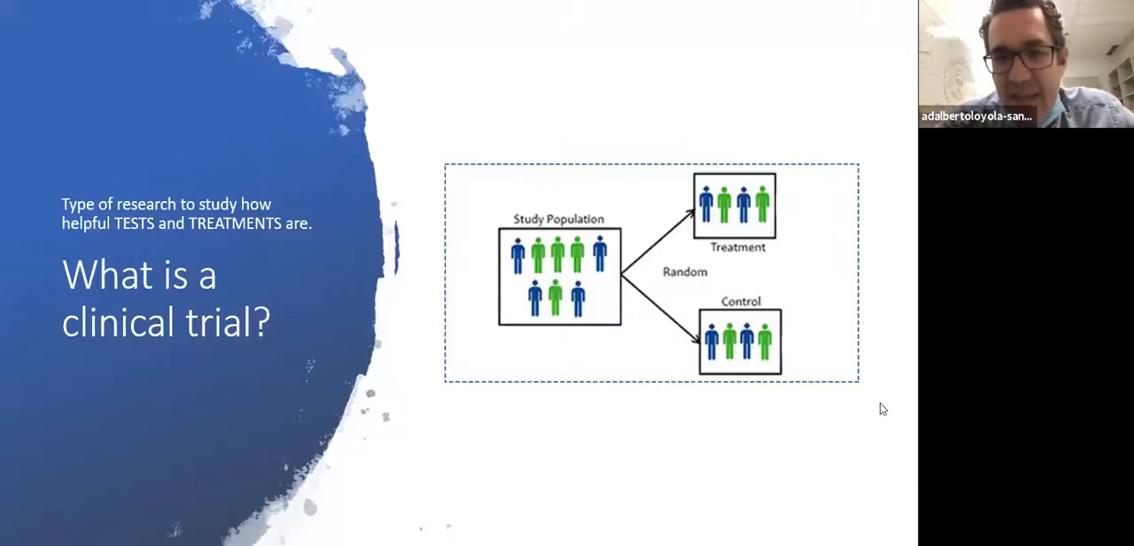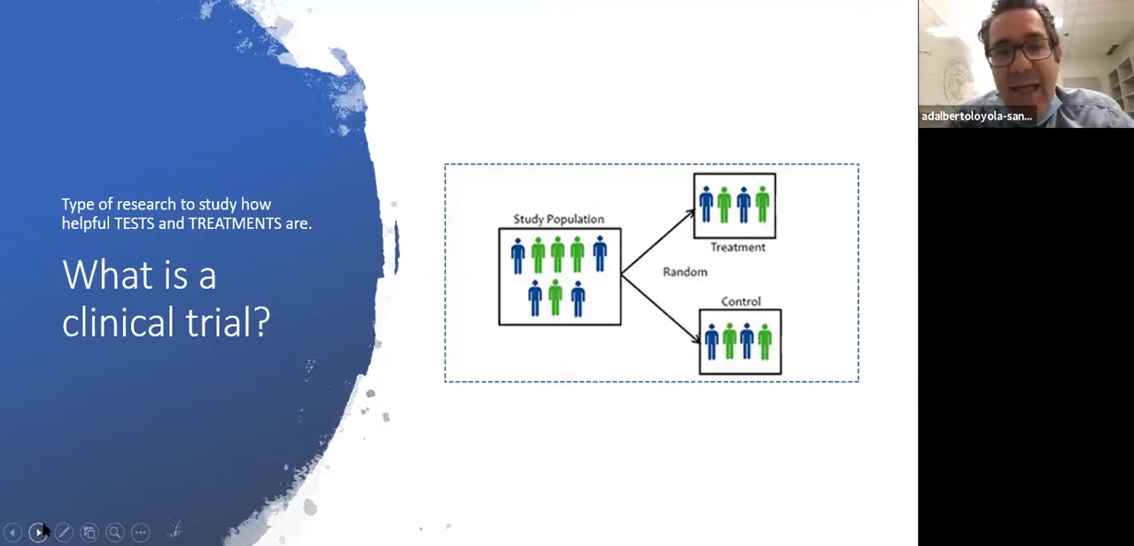Understanding of what it is that we want to learn together. So let's begin with a very simple definition of what a clinical trial is. A clinical trial is a type of research, right? That means clinical trials are not the only way to do research. That's very important to mention. It's just a way to do research.